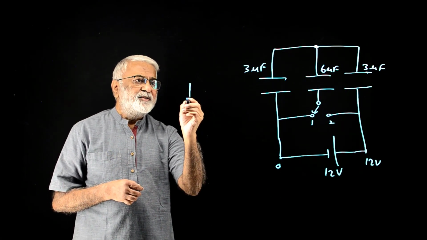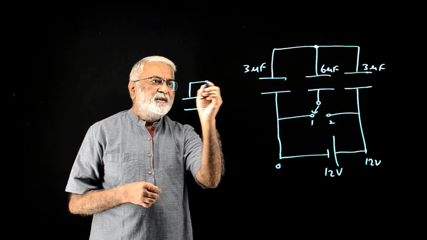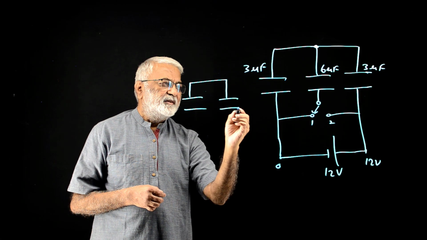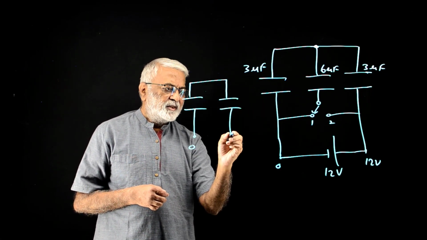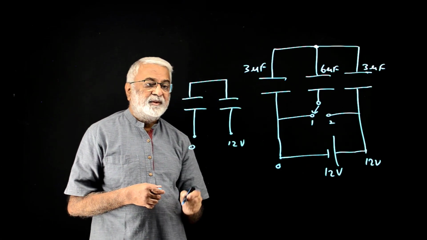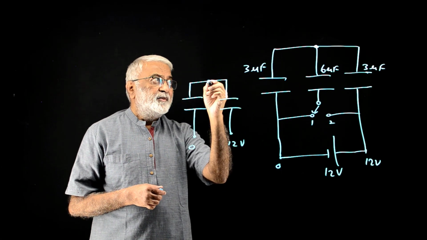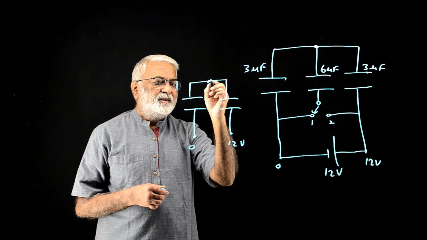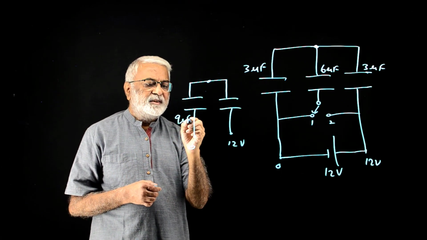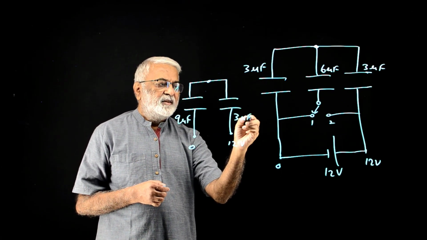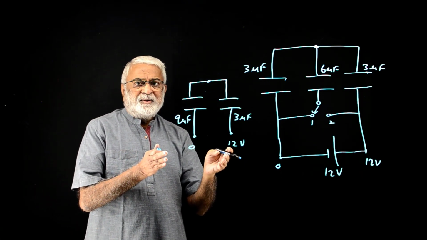The two capacitors here are in parallel. This is 9 microfarad, this is the replacement, and this is 3 microfarad, that one. This is 0 volt, and this is 12 volt. This is 9 microfarad, the replacement for these two. This is the point, this one, right? So this is 0 and 12, this is 9 microfarad, and this is 3 microfarad. And we'll have to split the potential across this.